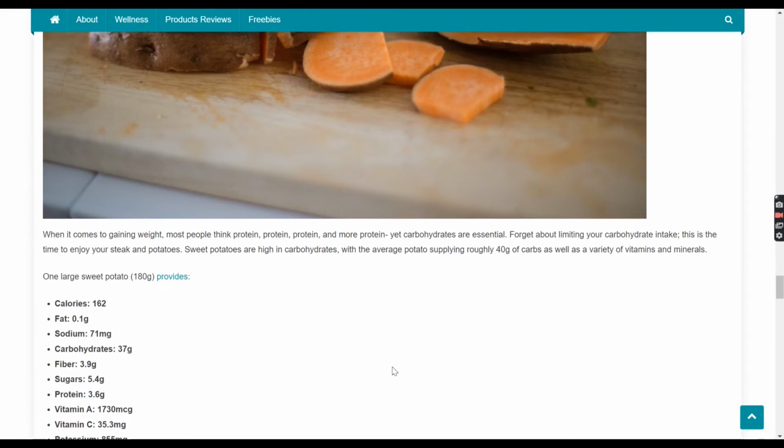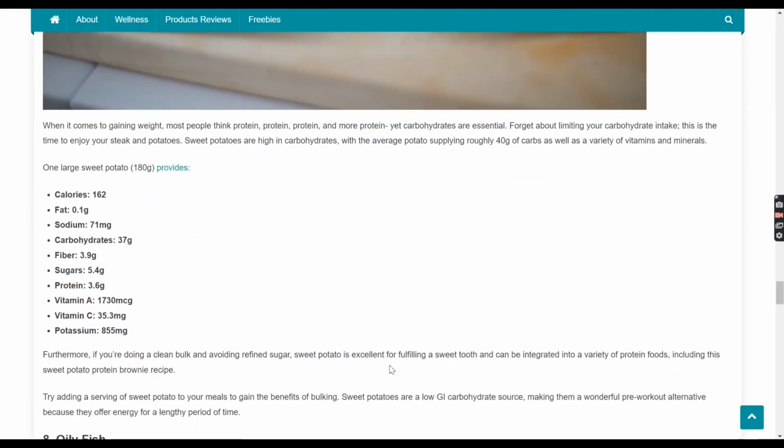Sweet potato. When it comes to gaining weight, most people think protein, and only protein, yet carbohydrates are essential. Forget about limiting your carbohydrates. This is the time to enjoy your steak and potatoes. Sweet potatoes are high in carbohydrates, with the average potato supplying roughly 40 grams of carbs, as well as a variety of vitamins and minerals.